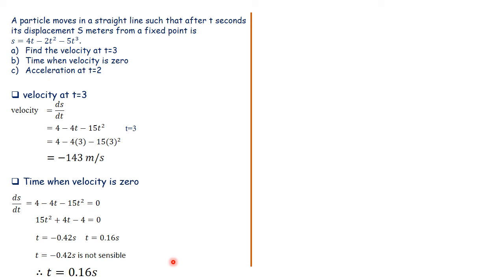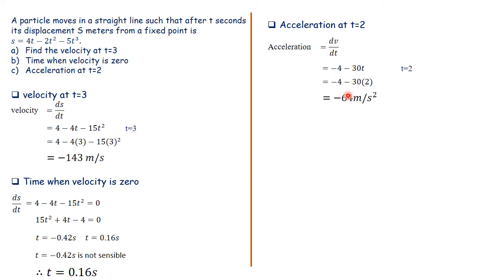Let's go to another part of the question, acceleration. Acceleration at t equals 2. How do we find acceleration at t equals 2? We have the velocity time function here, so the acceleration is found by differentiating velocity with respect to time, which gives us negative 4 minus 30t. But we want acceleration at t equals 2 seconds, so we put 2 where we have t in the acceleration time function, which gives that answer there. And the answer is negative 64 meters per second squared, and that's okay.